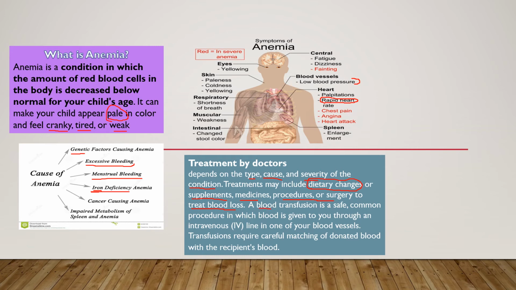What is a blood transfusion? A blood transfusion is a common procedure in which blood is given to you through an intravenous line, IV as how we know it. It's one of your blood vessels. Transfusions require careful matching of donated blood with the recipient's blood. So if you're going to have a blood transfusion, let's say you're type C, then the blood that you're going to receive needs to be type C. So that, like, if you're going to change all your blood, right, you're going to go through a process. So we don't want to go all through that.